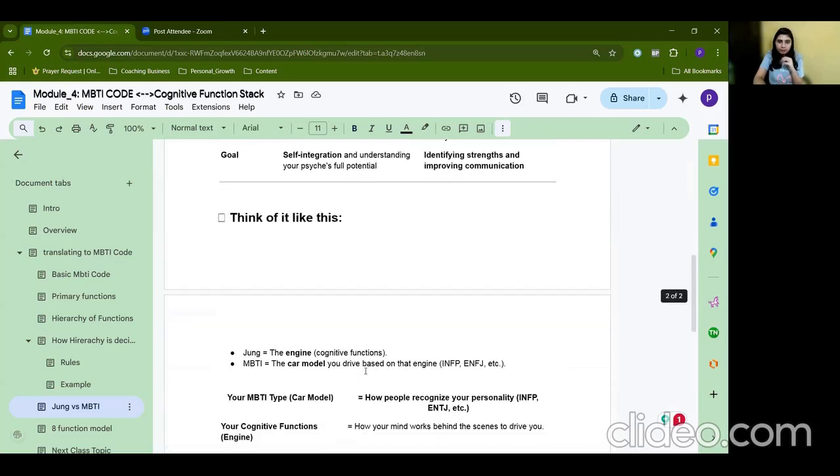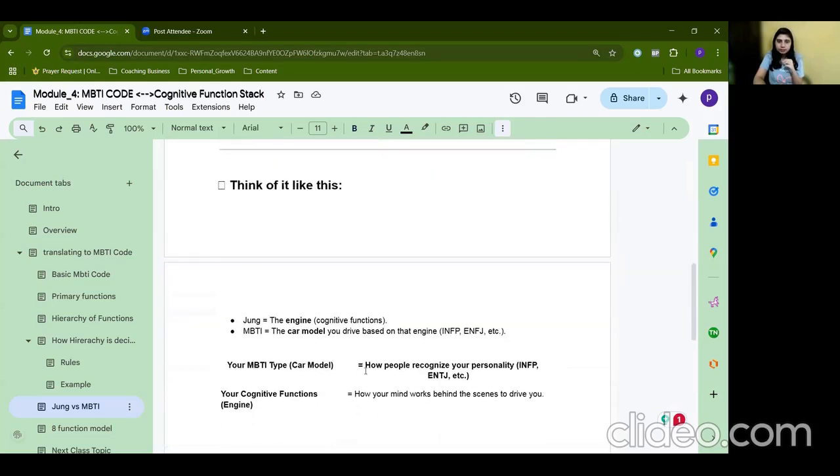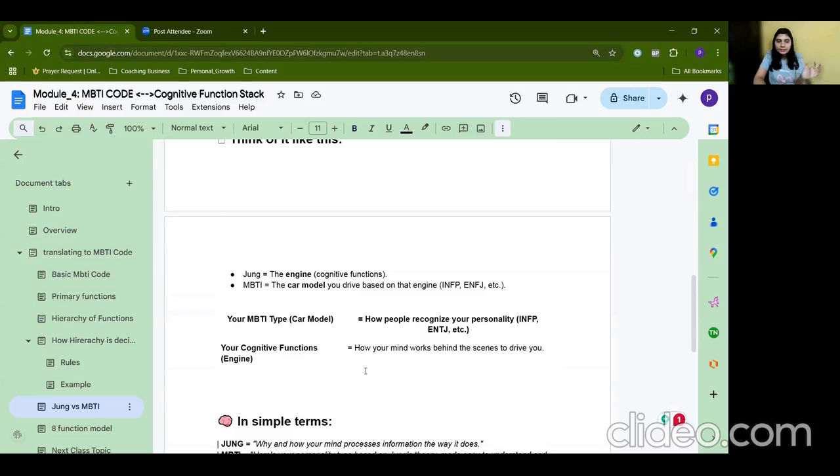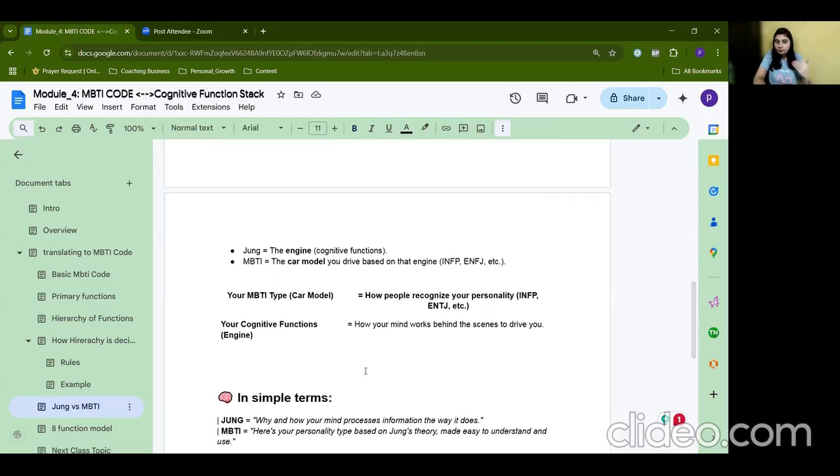So you can think of it as Jung is the engine. All right. Jung's psychological type is basically the engine, and MBTI is your car model that you drive based on your different strengths and preferences. So MBTI type is your car model, how people recognize your personality, whereas cognitive functions are how the mind works behind the scenes to drive you.